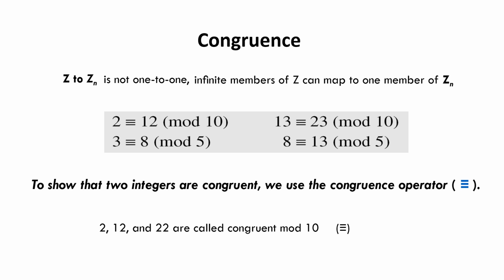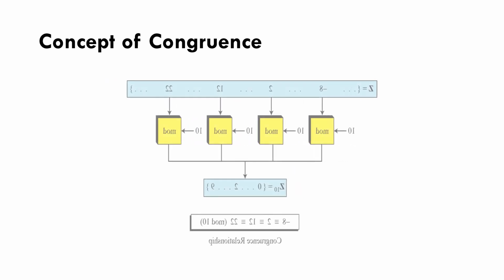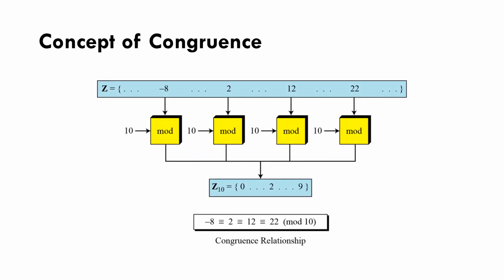We add the phrase, mod n, to the right side of the congruence to define the value of modulus that makes the relationship valid. The congruence operator looks like the equality operator, but there are differences. First, an equality operator maps a member of Z to itself. The congruence operator maps a member from Z to a member of Zn. Second, the equality operator is one-to-one. The congruence operator is many-to-one.